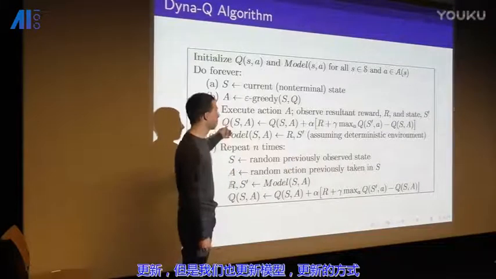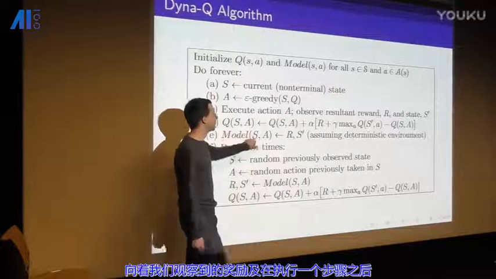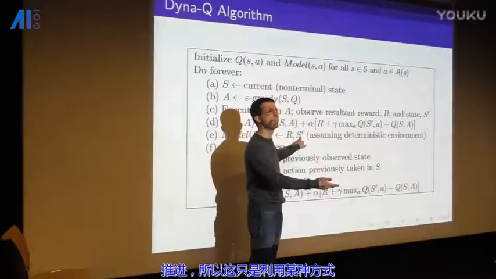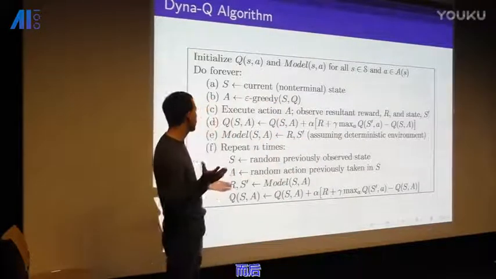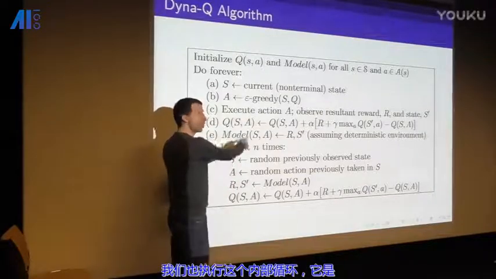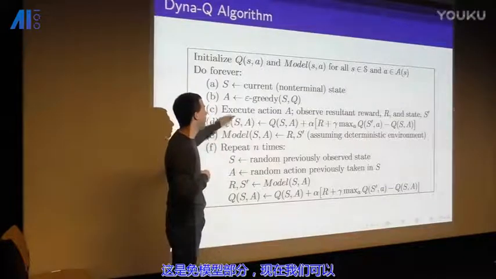But we also update our model. So we update our model by supervised learning a little bit towards the reward that we observed and the state that we observed after that one step. So this is just updating our model in some way, for example, updating our table lookup model. And then in addition to this real step of learning, we have this inner loop. This is the thinking loop. This is the learning from imagination loop. This was our model part.